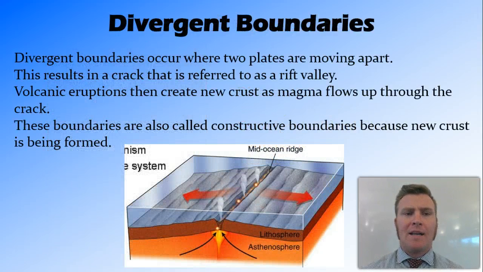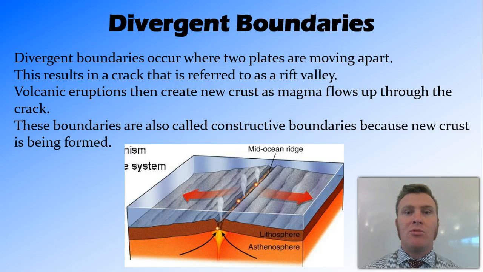The first one we're going to look at is a divergent boundary. These boundaries occur when two plates move away from each other, and this is most of what we've looked at so far, talking about mid-ocean ridges and things like that. The mid-ocean ridge has a crack down the center of it that I've talked about before, and this is referred to as a rift valley.